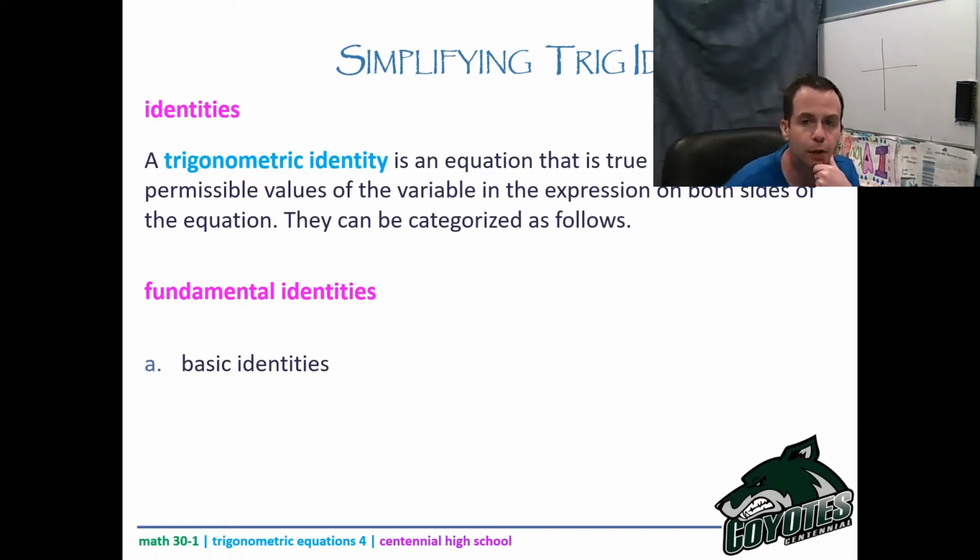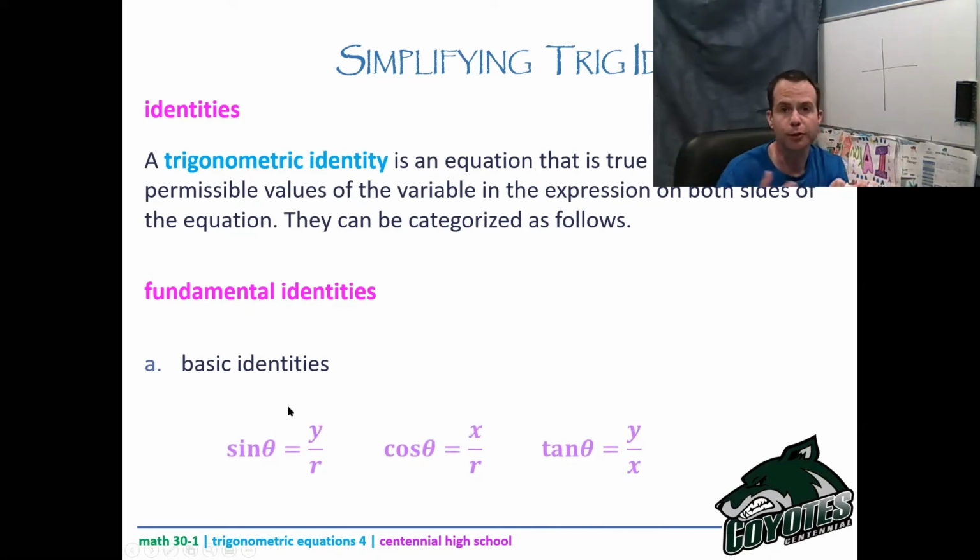So first one is your basic identity. Your basic identities are really your primary trigonometric ratios. So sine of theta, cos of theta, tan of theta. These are the things that are not given to you on your formula sheet. By the time you hit 30-1, we assume that you would feel very comfortable with these guys. So sine of theta, cos of theta, and tan of theta.